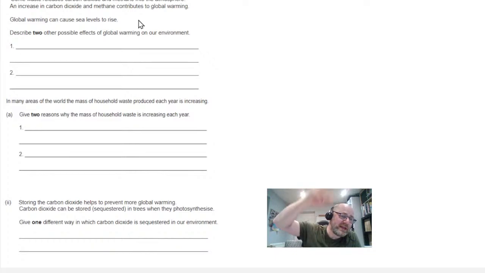Global warming causes sea levels to rise. Just any two other things that global warming does. Decreases biodiversity, changes distribution of a species. Boom, nice. Flooding, forest fires. You could literally list off 100 things. Causes extinction, destruction of habitats.